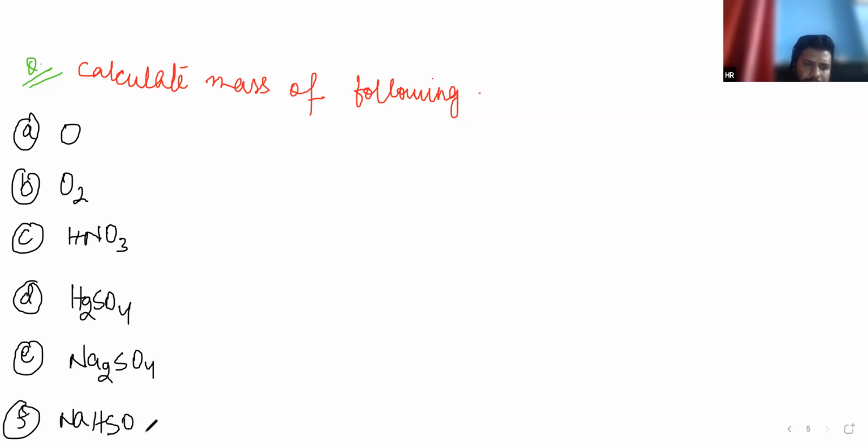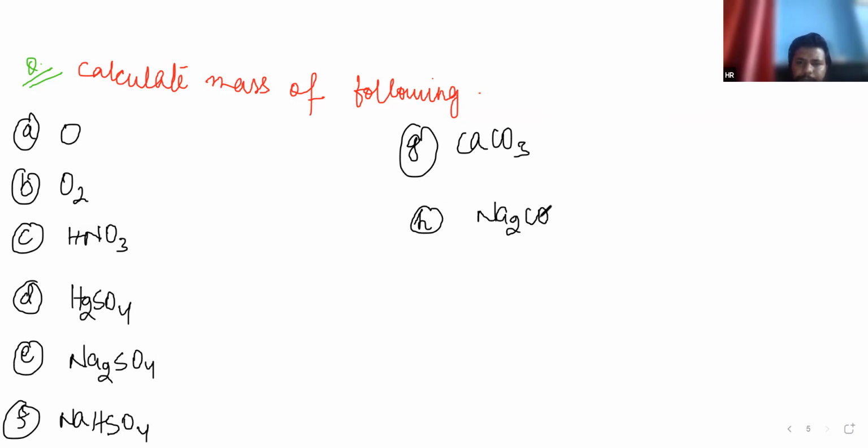NaHSO4, CaCO3, Na2CO3. Very good, Arsalan. Azhar, if you don't know the mass of any element from this, please let me know, I will tell you.